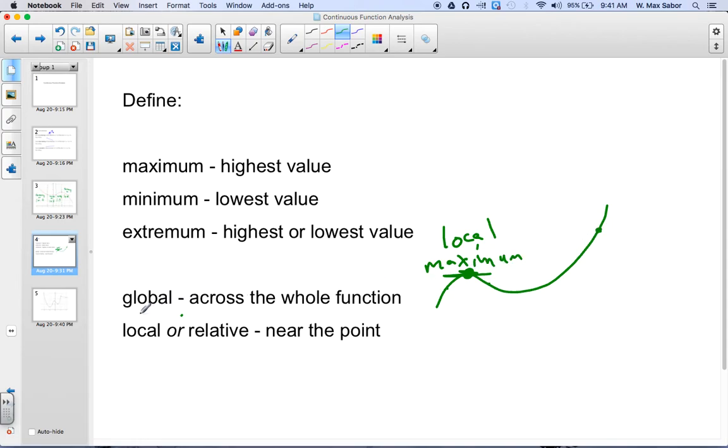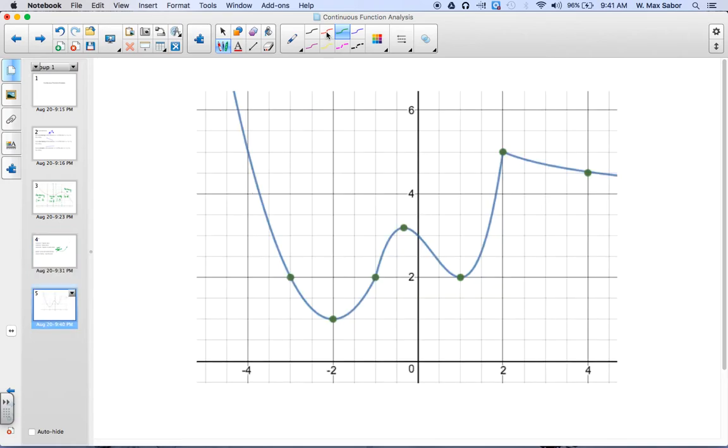So we can ask, is it a global maximum? No, it's not a global maximum because there's another point. But is it a local or relative maximum? Yes, it is because it's the highest point in that area. So let's identify the different local and global extrema, so minima and maxima.